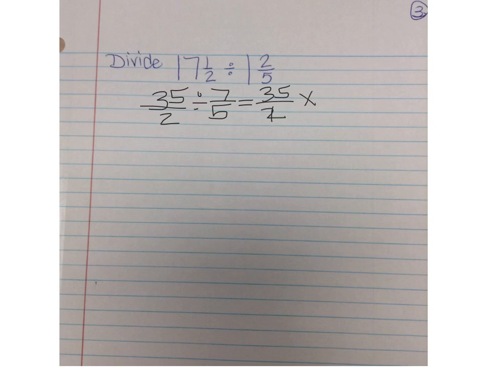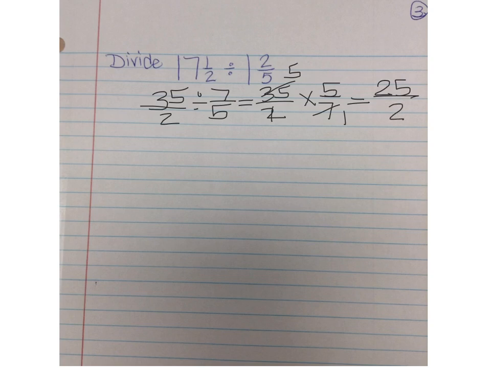Times, we're going to use a reciprocal, 5/7. Okay, 5 and 2 do not have a common factor, but 7 and 35 do. They have 7. So when I multiply, 5 times 5 is 25. 2 times 1 is 2.